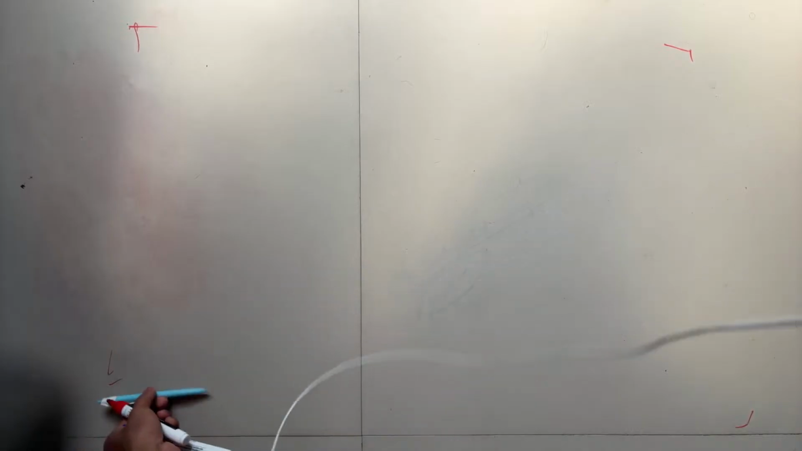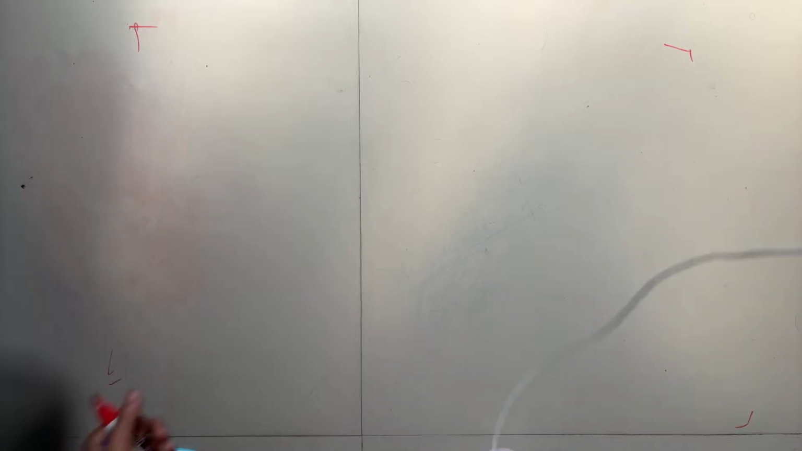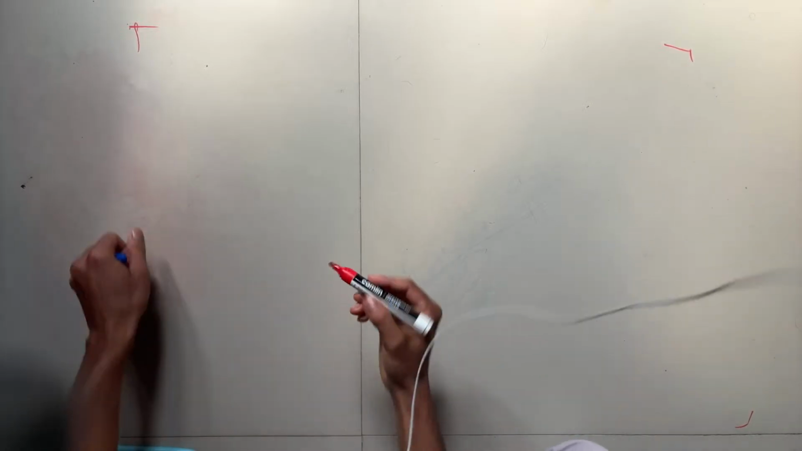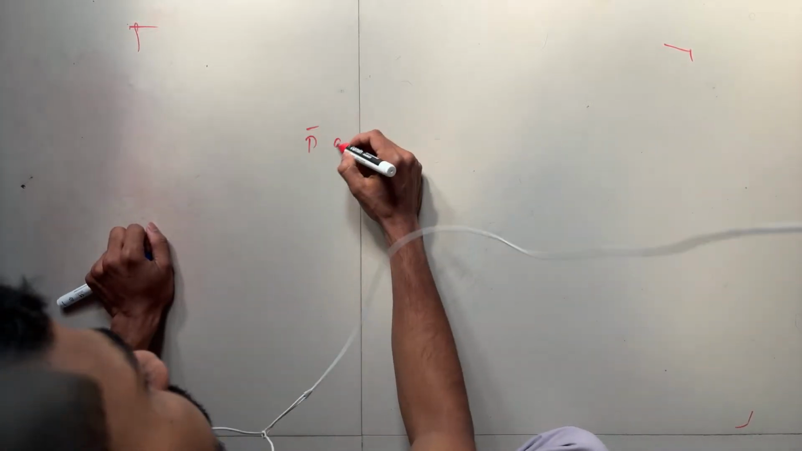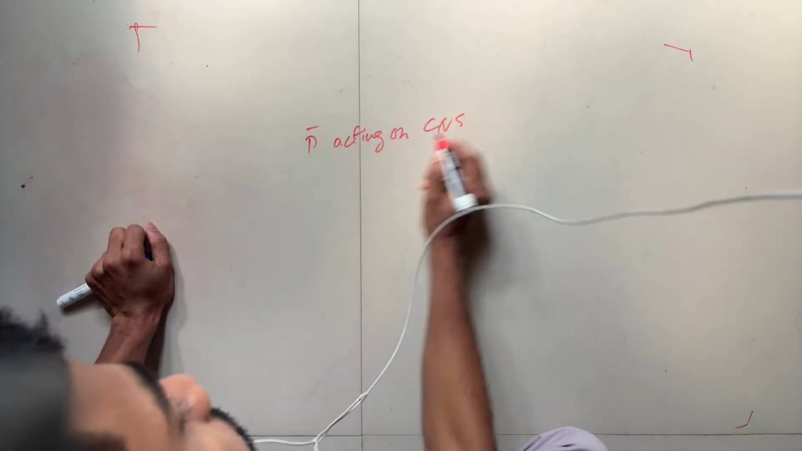Okay, so let's start from the very basic. First of all, drugs acting on central nervous system. So what are the drugs that act on the central nervous system? Can you please tell me the classes of drugs that act on central nervous system? So the classes of drugs that act on the central nervous system are: number 1, drugs acting on CNS.